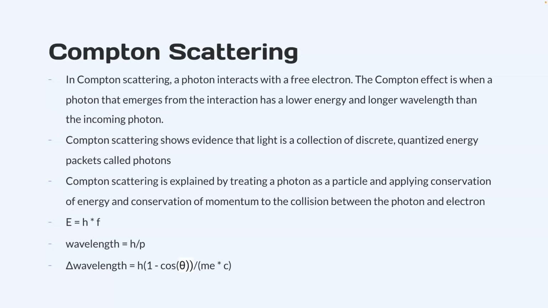So we just treat light as a photon, another particle, and apply conservation of energy and momentum to the collision between the photon and electron. The energy is equal to hf of the photon. The wavelength is equal to h over p. And the change in wavelength is equal to h times 1 minus cosine theta, we'll go over the exact theta in the next slide, divided by the mass of the electron times c, the speed of light.